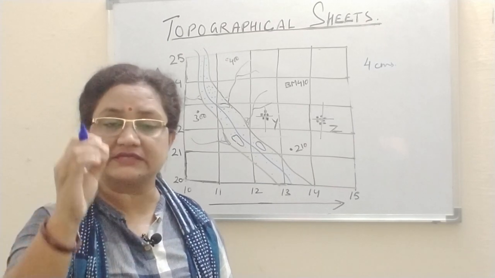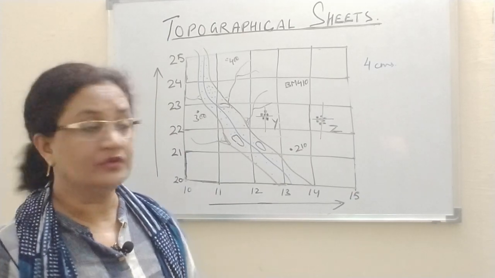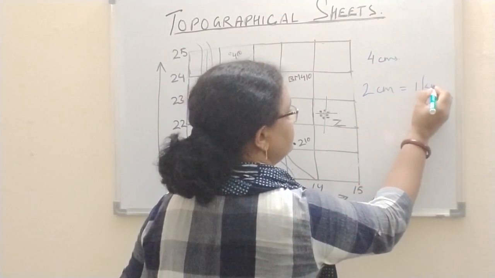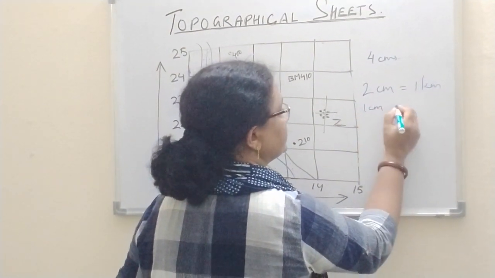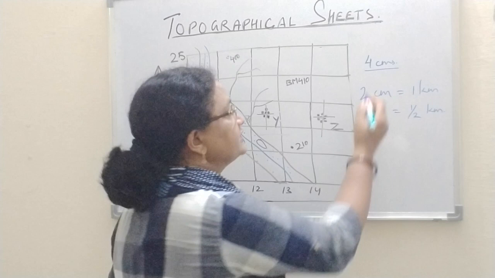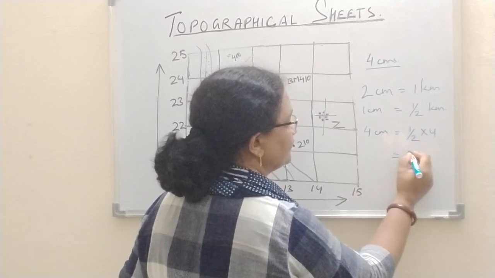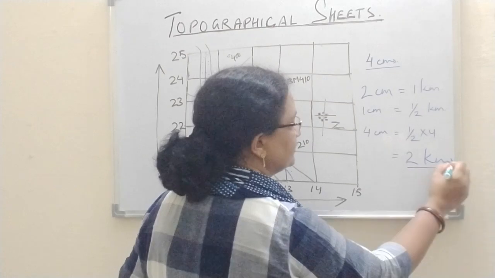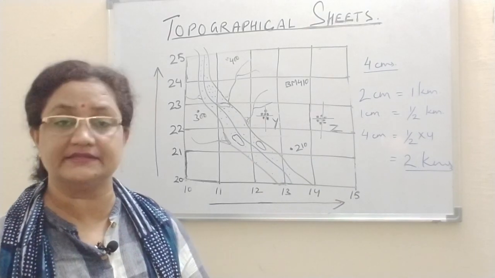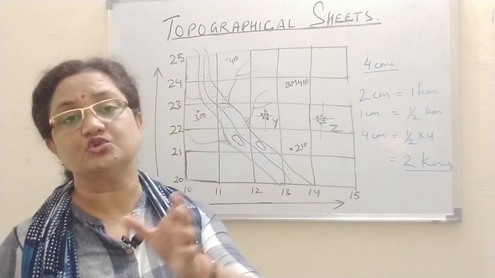We know that the scale of the map is 2 centimeter is equal to 1 kilometer. Okay. So 2 centimeter is equal to 1 kilometer, or 1 centimeter is equal to half kilometer, right? So 4 centimeter, or any measurement, suppose 4, will be equal to half into 4, that will give you 2 kilometers. This is the actual distance between place Y and Z, the two settlements, right? So this is how, children, you have to find out the distance between two places.